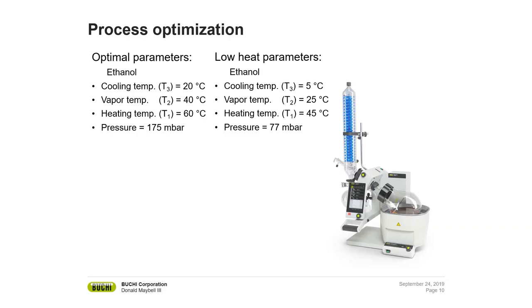Now, if let's say for some reason 60-degree temperature on the heating bath is too high for your process, that is not a problem. You adjust the pressure down lower, but you also have to adjust your heat. So you adjust it down to 40 degrees C. That means your target boiling point at 77 millibar is 25 degrees C. Now you have a cooling temperature of 5 degrees Celsius.